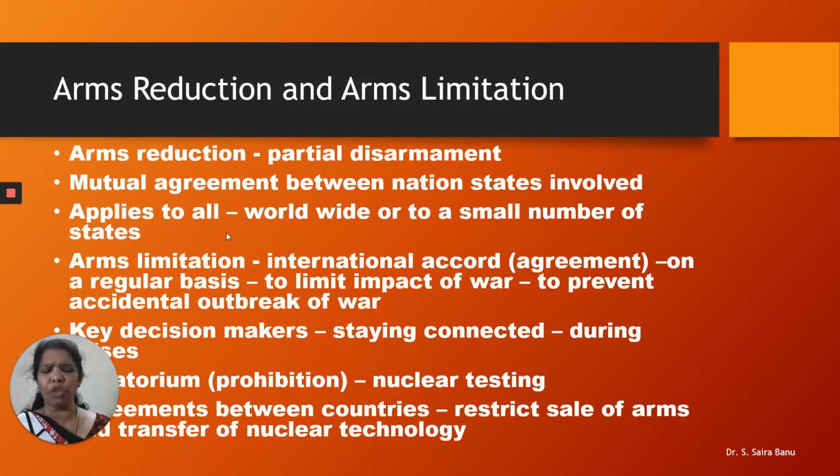Why should you at all produce nuclear weapons? Leave alone testing, there need not even be production of nuclear weapons and atomic weapons. So talks between countries will be held in order to restrict the sale of arms. Only big powerful countries produce these arms and sell them to lesser countries. So reduce the sale of arms and even the transfer of nuclear technology. For that, this kind of arms reduction and arms limitation is done.